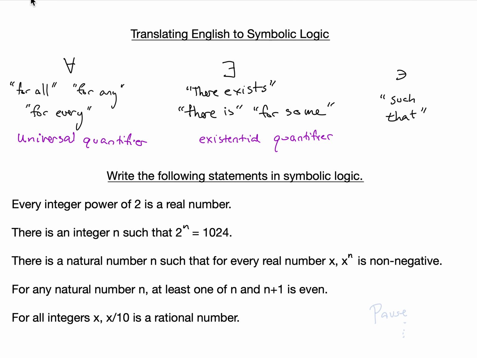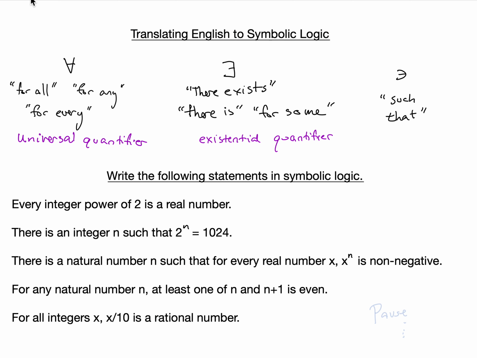In our last video, we introduced three new symbols. We have an upside down A, which is the universal quantifier, and it can mean for all, or for any, or for every. We have a backwards E, which is the existential quantifier, and it can mean there exists, or there is, or for some. And we introduced the symbol for such that, a common mathematical phrase. This is like a backwards is an element of symbol.